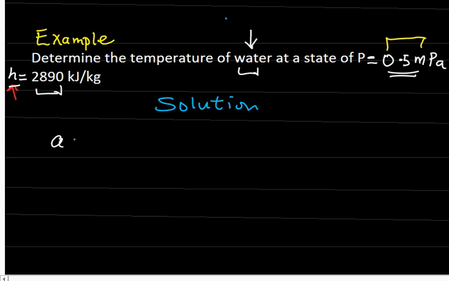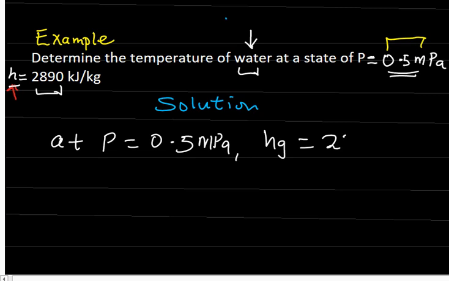All right, at the pressure of 0.5 megapascal, if you read the enthalpy of the vapor, Hg, the value you will see is 2748.1 approximately kilojoule per kilogram.